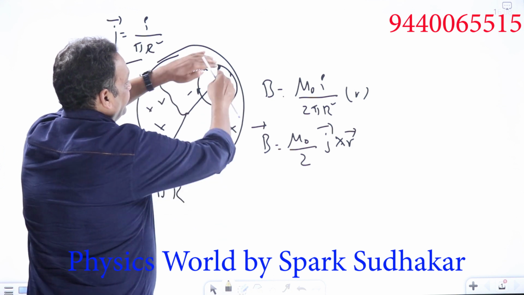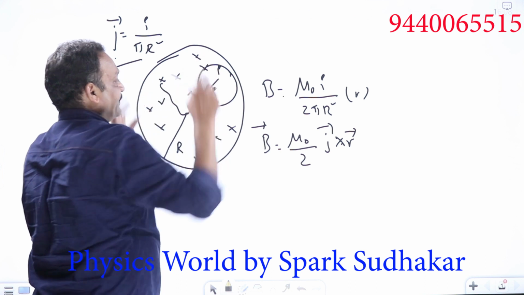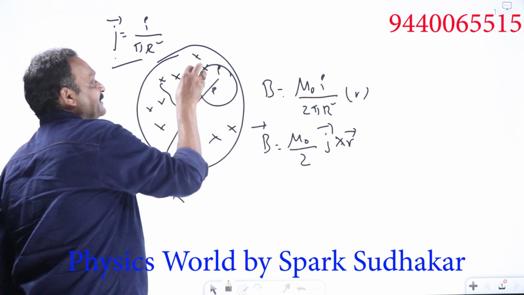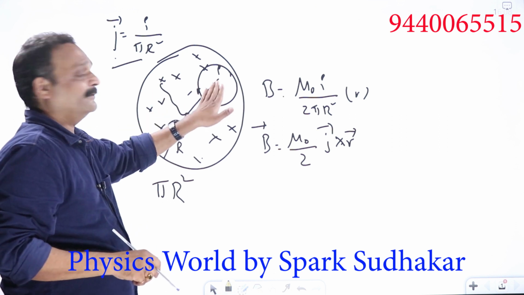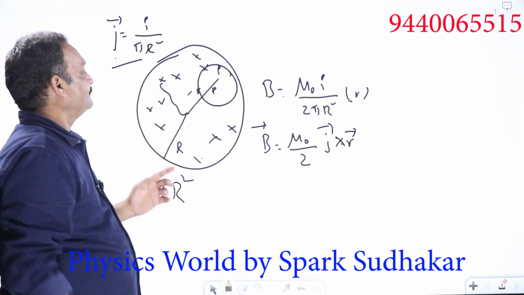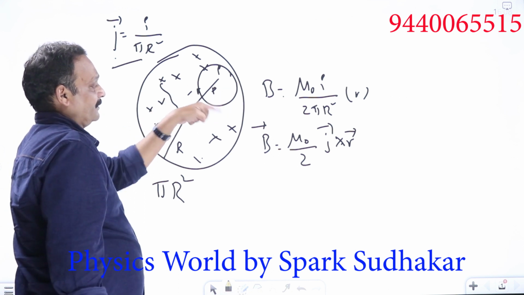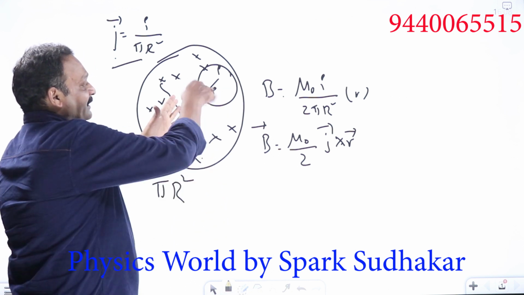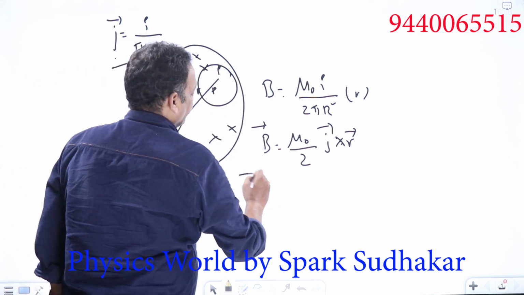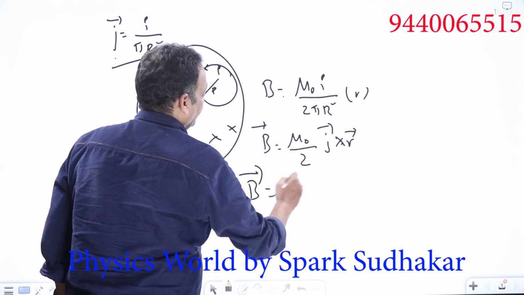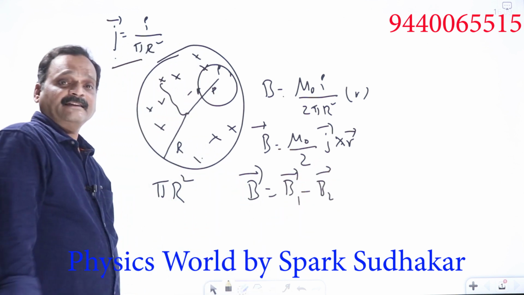It is the field due to this entire wire minus the field due to this segment. Whatever field is missing because of this hole, that field should be removed from the total field at that point P. Means there are two aspects. One is B1, the total field, minus whatever field is lacking because of this hole, which I'll call B2. So the resultant B bar is nothing but B1 bar minus B2 bar.